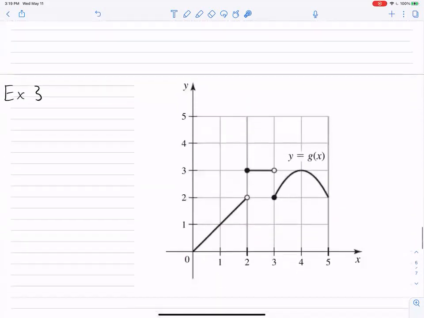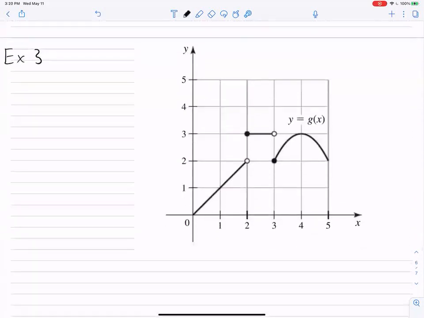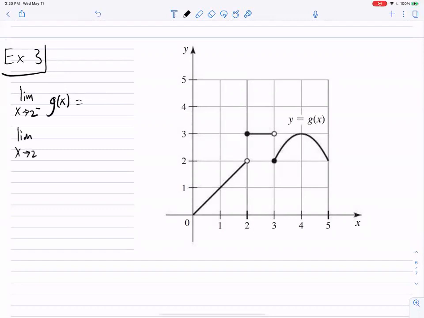Then finally, let's do one last example. Let's do some one-sided limits. So what's the limit as x approaches 2 from the left? Oh, this is g of x, sorry, not f of x. G of x. And then let's do the limit as x approaches 2 from the right of g of x, and the limit as x approaches 2 of g of x.